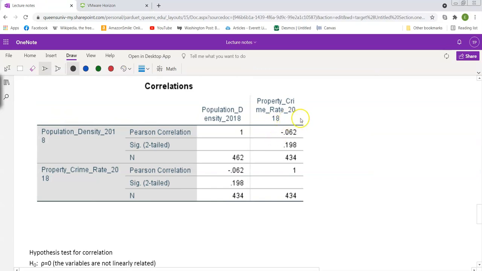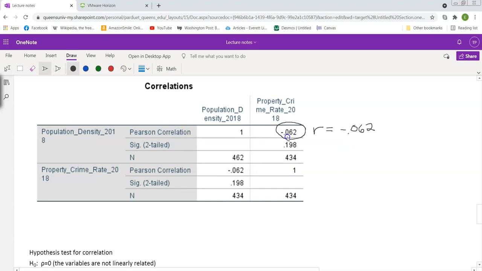So I've copied this over here, and our sample correlation is showing up right here. This is negative 0.062. So you can see that's a weak correlation. It's negative, so as one increases, the other one decreases, but that's such a weak relationship that it's hard to even talk about it being negative.